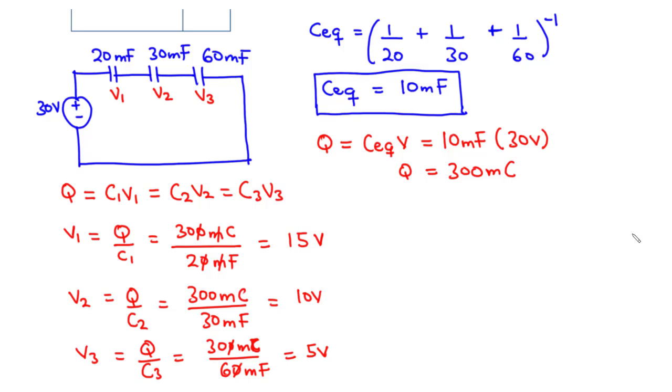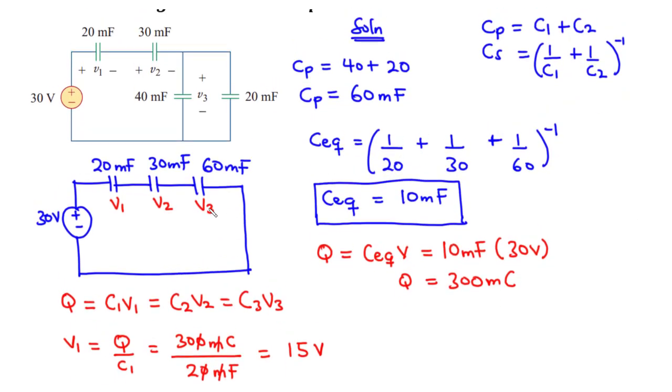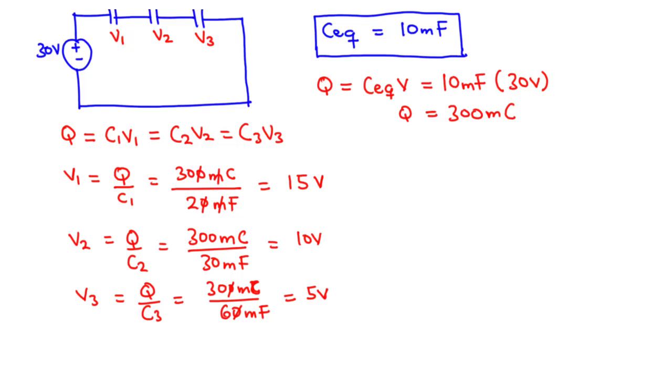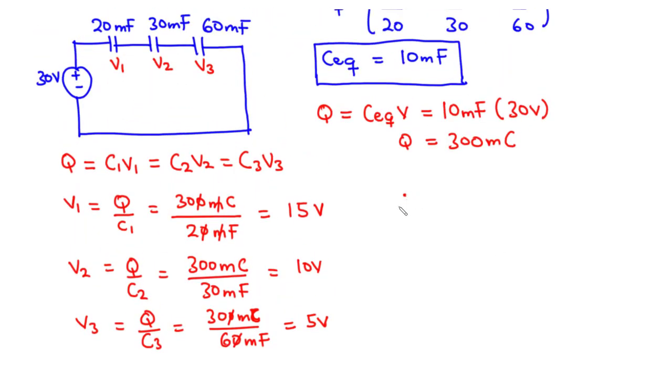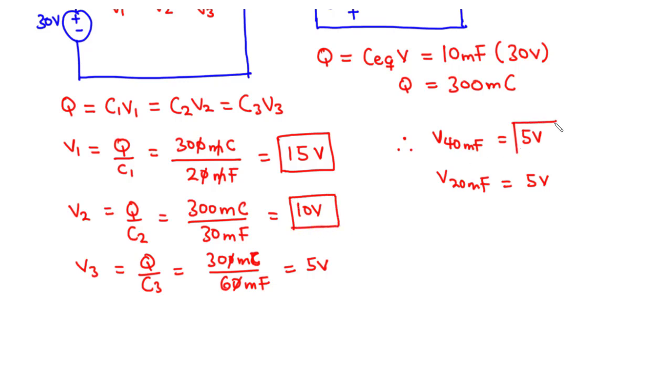is 5 volts. Now notice that for the original circuit, we didn't have 60 millifarads. This is as a result of the parallel combination of 40 and 20 millifarads. Because this is a parallel combination, for parallel capacitors the same voltage is expressed across them. So the voltage across the 60 millifarads is going to be the same voltage across 40 millifarads and 20 millifarads. So we can conclude that the voltage across 40 millifarads is 5 volts. The voltage across 20 millifarads is also 5 volts. So basically these are the voltages across each of the capacitors given in the circuit.